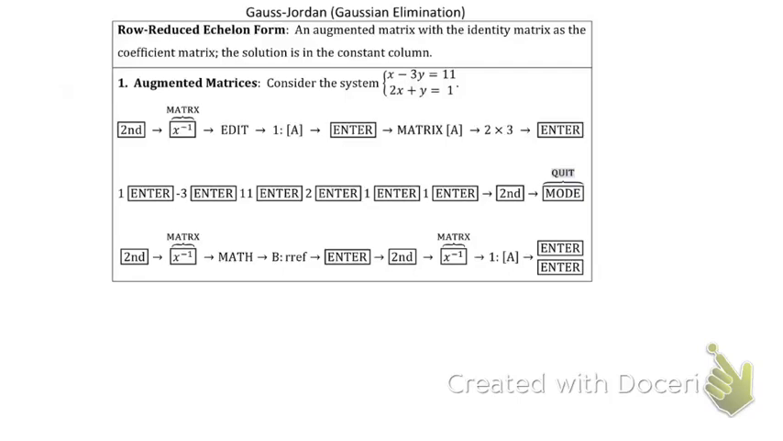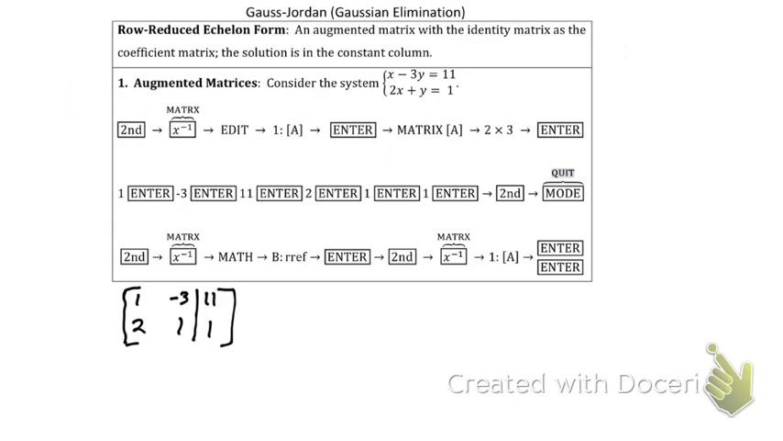What I want to see, as soon as I say Gauss-Jordan, even if you're using a calculator, you should write down your augmented matrix somewhere on the problem. So the augmented matrix for this one is going to be 1, -3, and 11. And then we'll have a 2, a 1, and a 1.